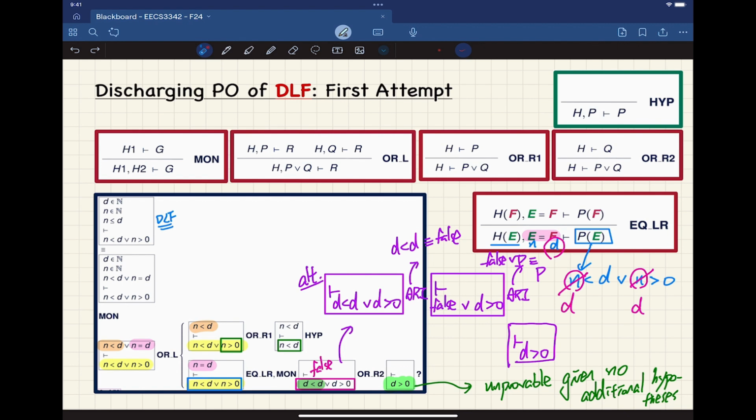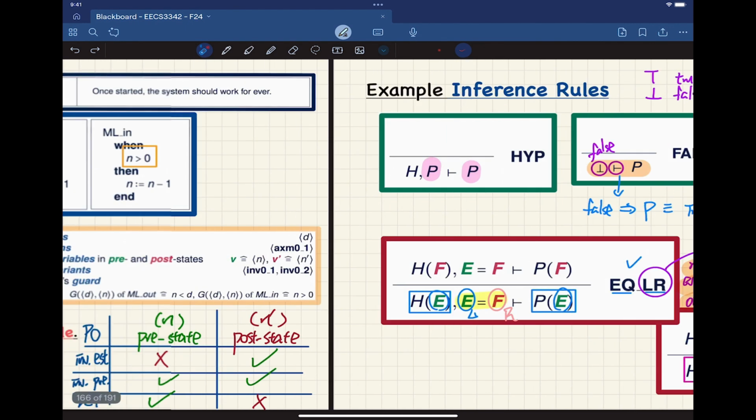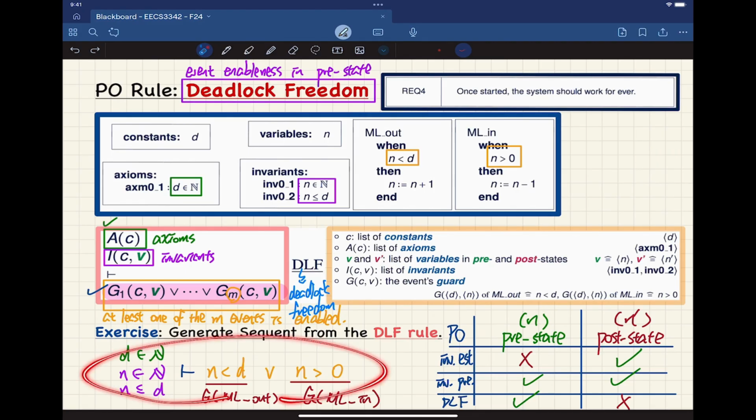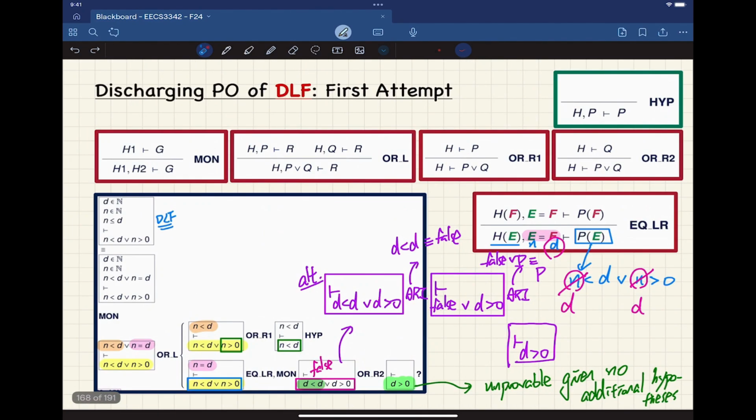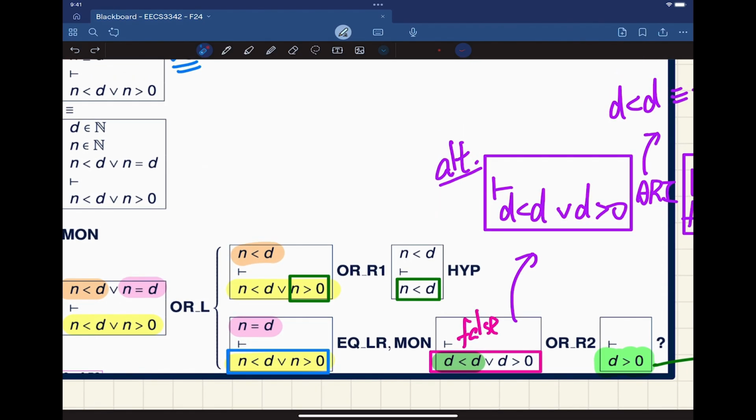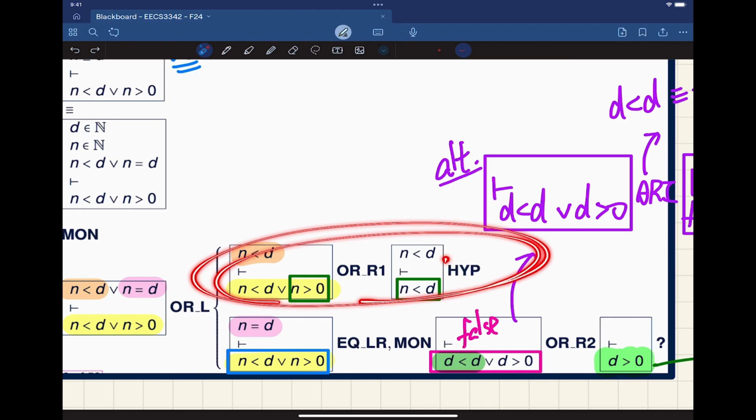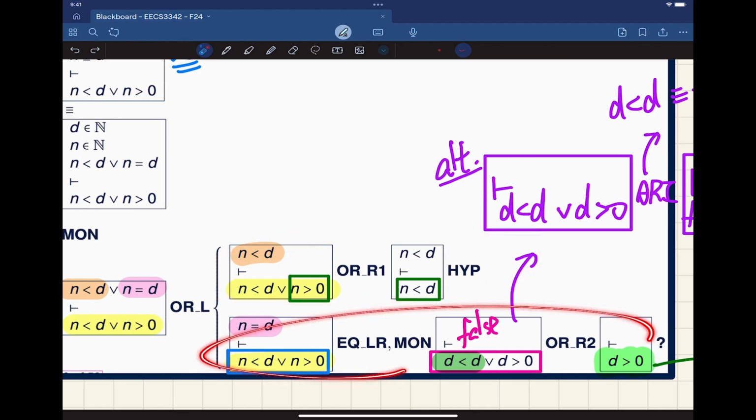So don't lose the big picture. The big picture goes like this. We try to formulate the deadlock freedom proof obligation here. That's what we did before the break. And then we try to prove it. And once we get to prove it somewhere, we actually split the sequent into two. We are able to prove one of the branches. But for the other one here, we end up with D larger than 0 being the goal, and then we cannot go any further. So there is something wrong with the model to prove deadlock freedom.